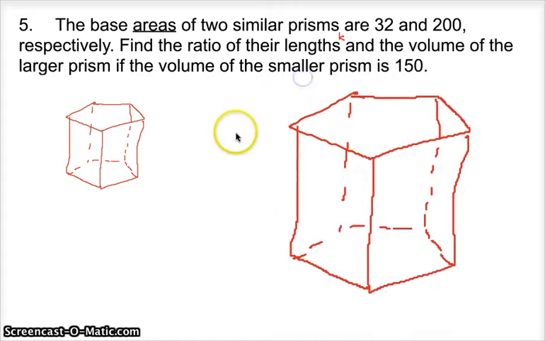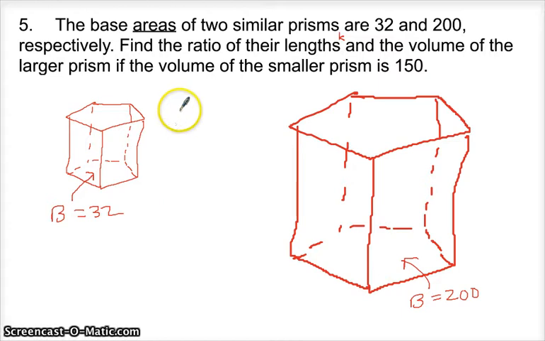Okay, great. So I know that this base area down here is 32. The base area down here is 200. So if I'm supposed to take that ratio, 200 divided by 32, what am I finding? Well, 200 divided by 32, that's area divided by area. That's going to tell me what k squared is.